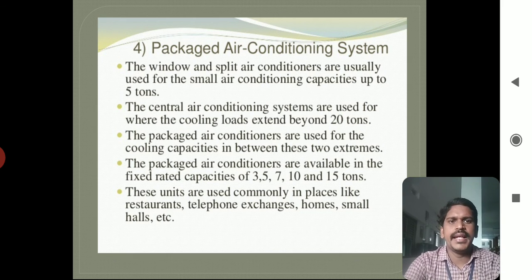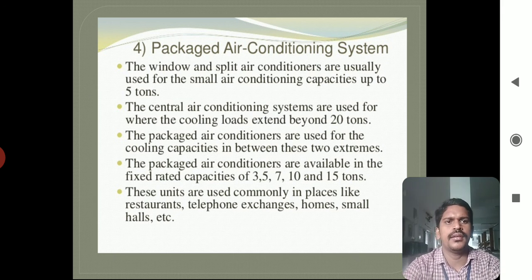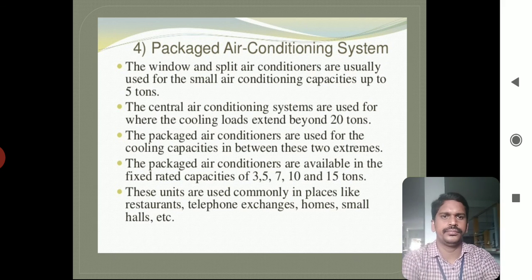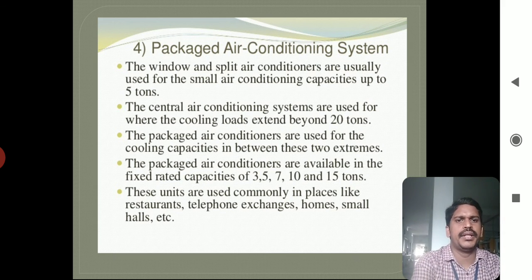The packaged air conditioning systems are used for the cooling capacities in between the two extremes, that means split and central air conditioning systems. They are available in fixed rated capacities of 3, 5, 7, 10 and 15 tons. The units are used commonly in places like restaurants, telephone exchanges, homes and small halls.